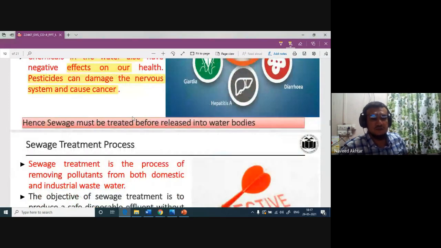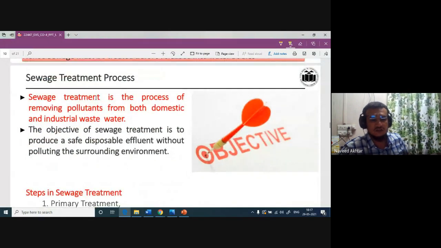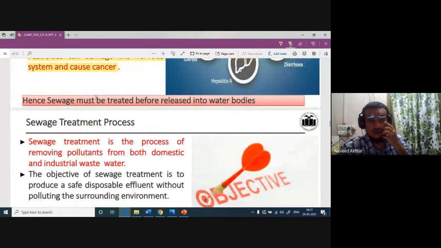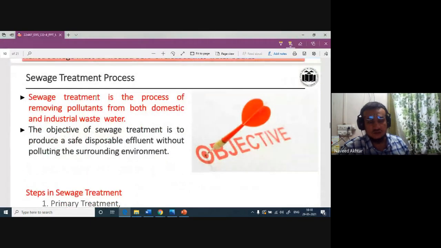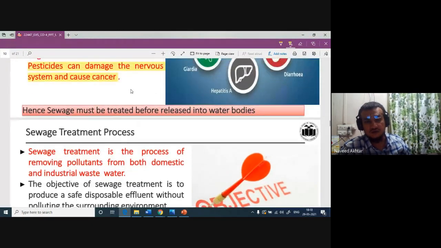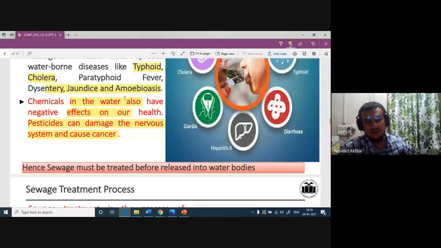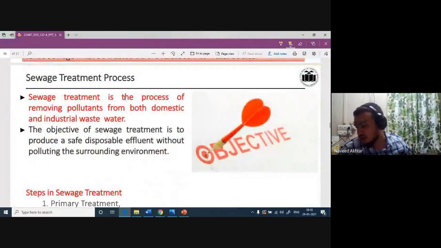And sewage must be treated before being released into the water bodies. If you do not treat it, then it will be harmful for human beings as well as animals, and it pollutes our soil that we are using for agriculture.